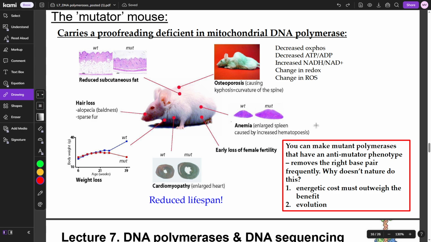This is just, you're not going to be tested on this, but basically what happened is the mitochondrial DNA polymerase broke, and as a result, they were screwed. This rat suffered a lot. They didn't have a lot of ATP, they had a lot of reactive oxygen species, a change in redox, and decreased oxidative phosphorylation. They had a rough time.